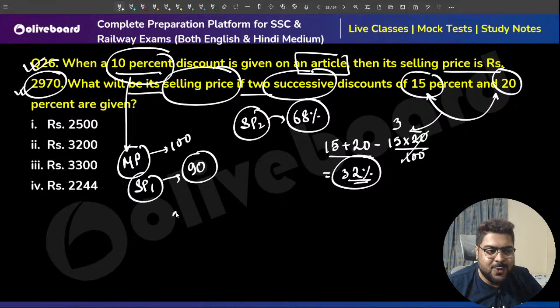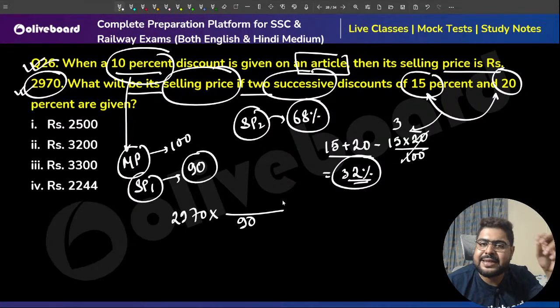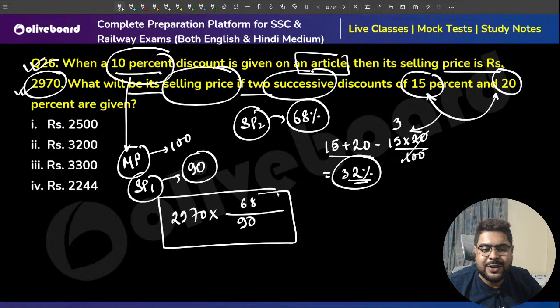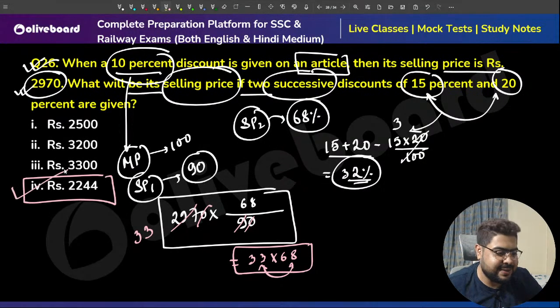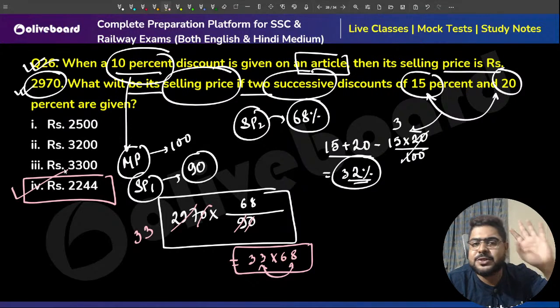So 2970 is the value of what, sir? It is the value of 90 when there is a 10% discount. SP2 is asking what the value of 68 will be. What will be the selling price in that case? So 0 gone. 9 3s are 27. Again 9 3s are this. So 33 into 68, do not do anything else. 8 into 3 is 24. My answer has unit digit 4, sir. Which option? This option. Done, sir. This much we need.